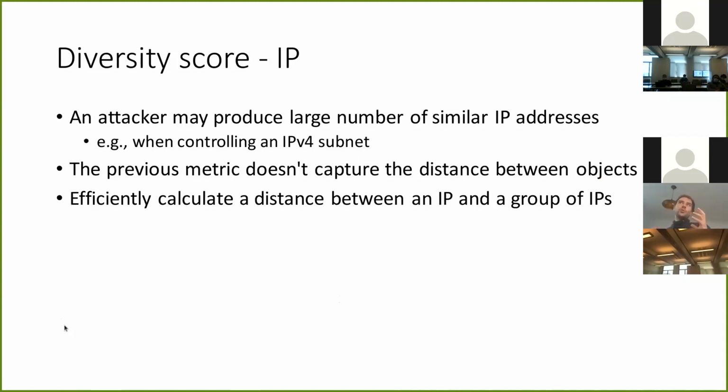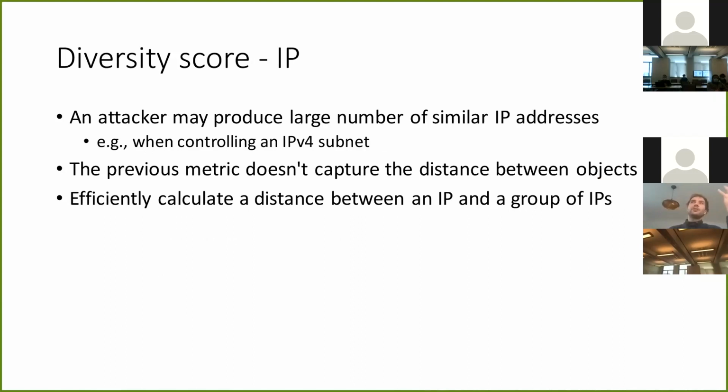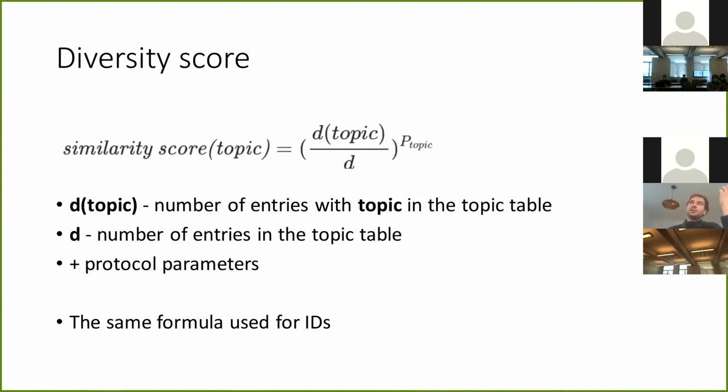Now, at the beginning, we used the same formula for IPs, but there was a problem, because you can imagine that an attacker can still produce a large number of very similar IDs. So for instance, when you control an IPv4 subnet, say /16, or an IPv6 prefix, based on the formula here, they will all be different. So even if I can generate a lot of IDs, say 10.10.10.1 to 250, they will not be seen as similar, because we just decide whether they are the same or not.